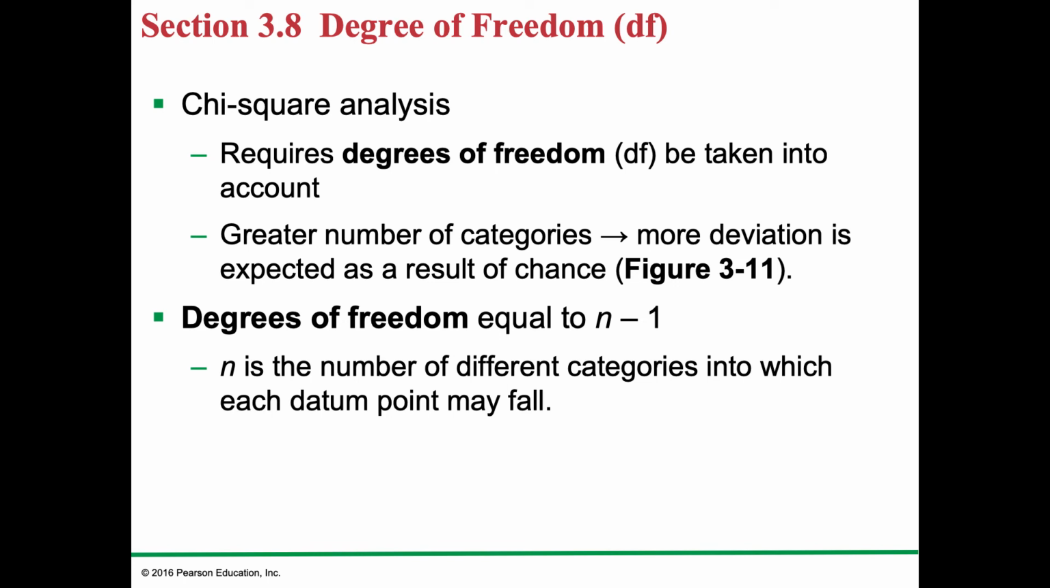Now I'm going to ask you to extrapolate. Let's say we're doing this on a dihybrid cross. How many potential phenotypic outcomes are there with a dihybrid cross?